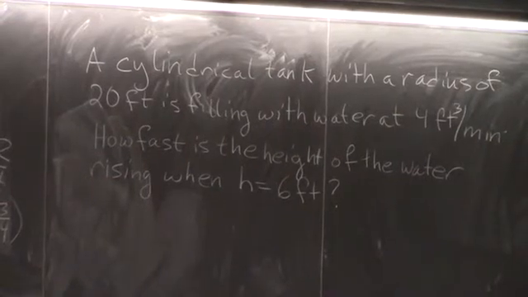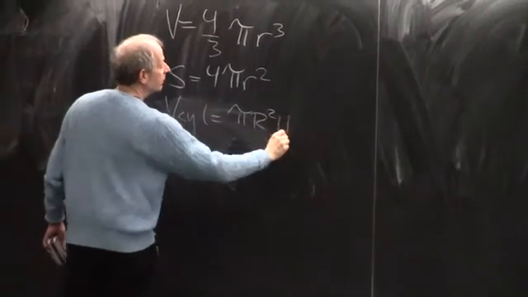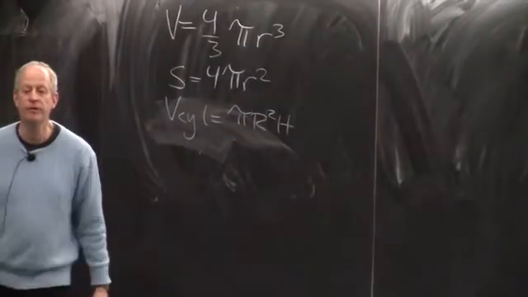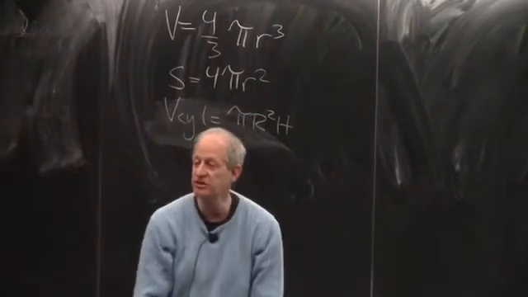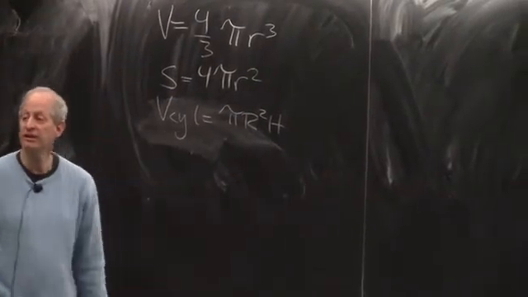And we know that the volume of the cylinder is pi r squared h. Because of course you know that. It's pi r squared, that's the circle, times h. That's how high it is. Okay? Let's give it a couple minutes.